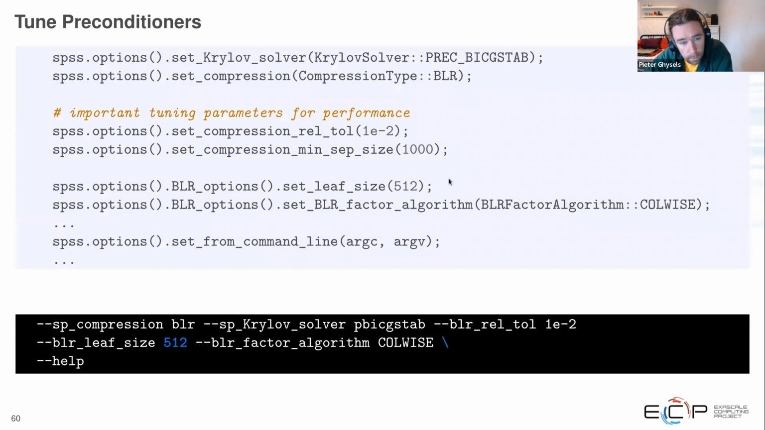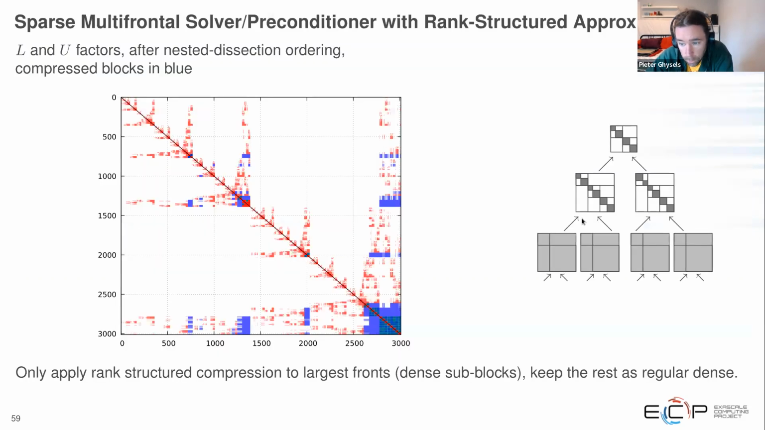So you can set, for instance, the compression relative tolerance. Suppose you want to use a block low rank compression. So you can set the compression type to block low rank, and then set the compression relative tolerance, set the compression minimum separator size to, for instance, 1000. So that's exactly this cutoff level here. Only the blocks larger than 1000 by 1000 will then be compressed using low rank, and everything smaller than that is kept as dense.